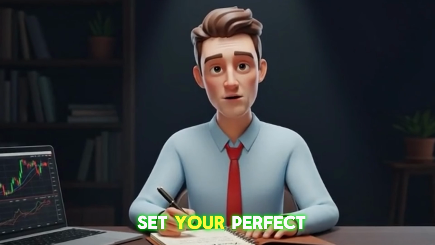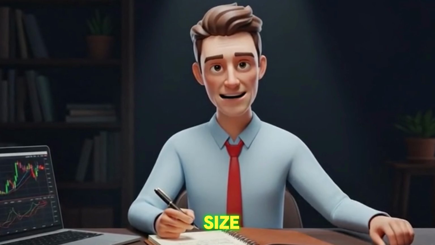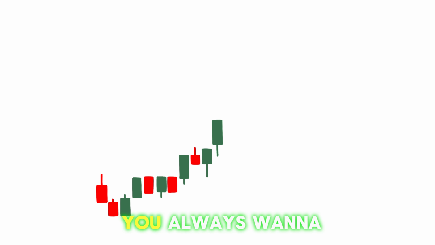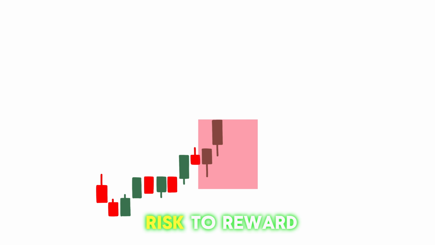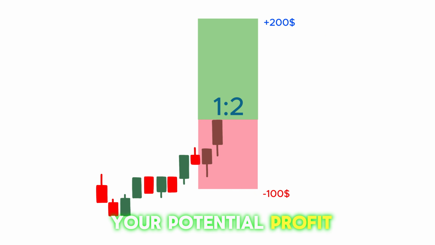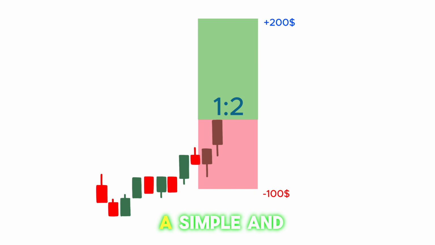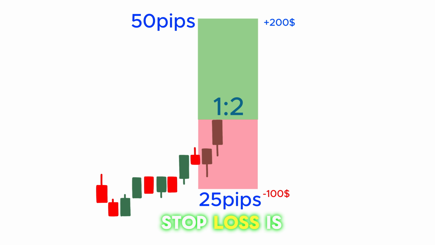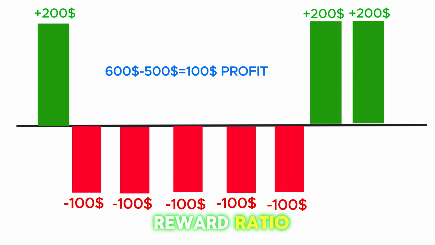Finally, after you have set your perfect stop loss and calculated your lot size, the last step is determining where to take profit. For your exit strategy, you always want to make sure you have a positive risk-to-reward ratio. If you are risking $100 on a trade, your potential profit needs to be much higher than your risk. A simple and effective exit strategy is to set your take-profit target at 2 times the size of your stop loss. So if your stop loss is 25 pips away, you set your take-profit at 50 pips away. This gives you a 1-to-2 risk-to-reward ratio, meaning you are risking $100 to make $200.